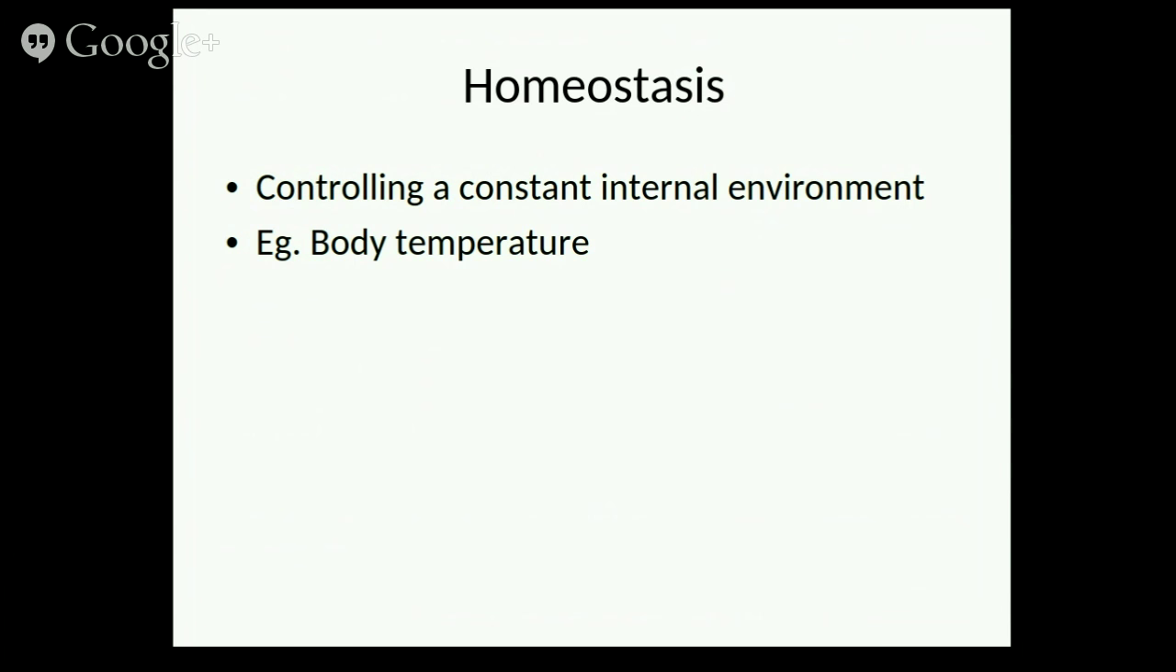Your body temperature goes back up, back to 36.5. And this is what happens all the time. You go hot, you go cold, you come back to normal. And now this is you controlling your internal environment. What I've just described as moving away from the control point and then moving back is called negative feedback.